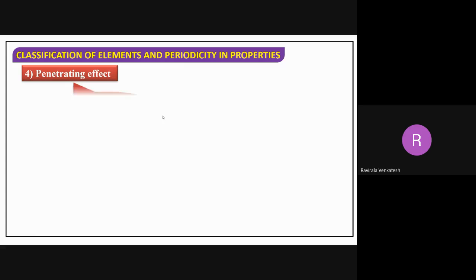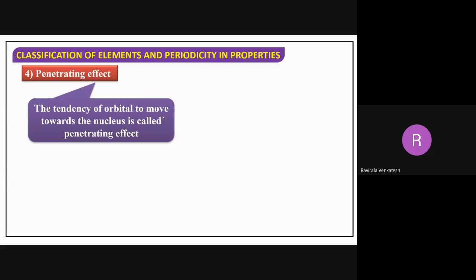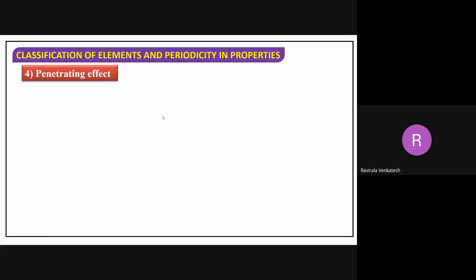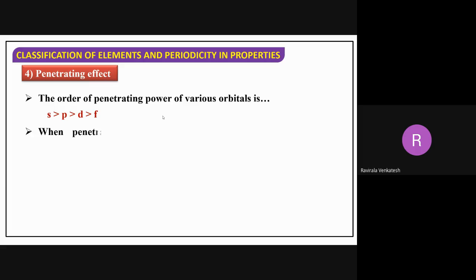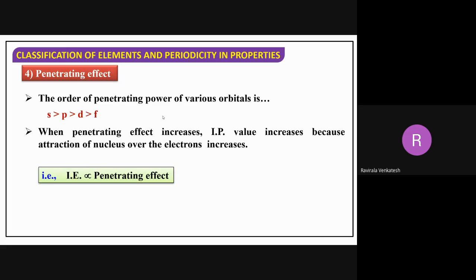Next, let me take the penetrating effect. Now, what is the meaning of penetrating effect? The tendency of an orbital to move towards the nucleus is called the penetrating effect. The tendency of orbitals to move towards the nucleus means, I will explain by taking one diagram. Okay, let me take a diagram.